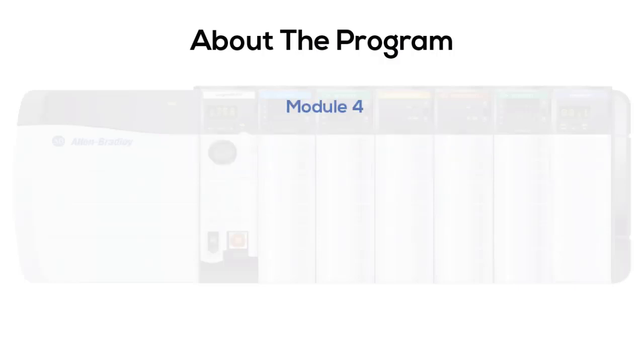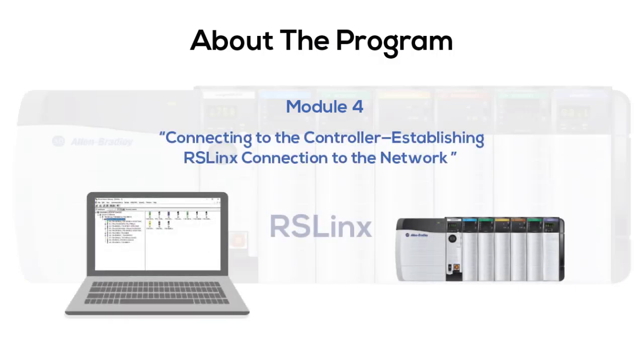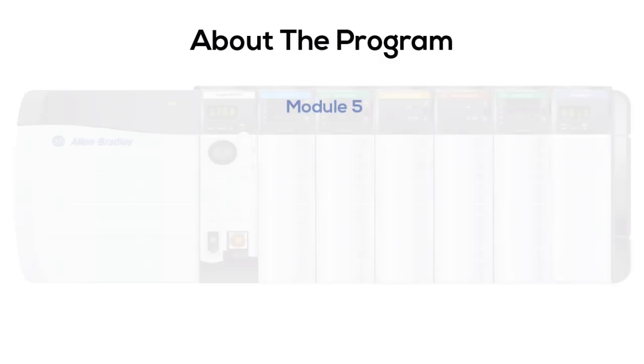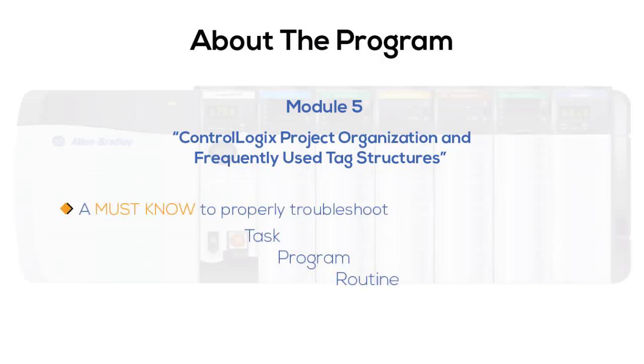We will then cover how we establish a communication and connection with a controller to download a project and go online in order to troubleshoot any problems in the system. Then we will move to the ControlLogix project organization and the understanding of frequently used tag structures that we need to master in order to properly troubleshoot a system.